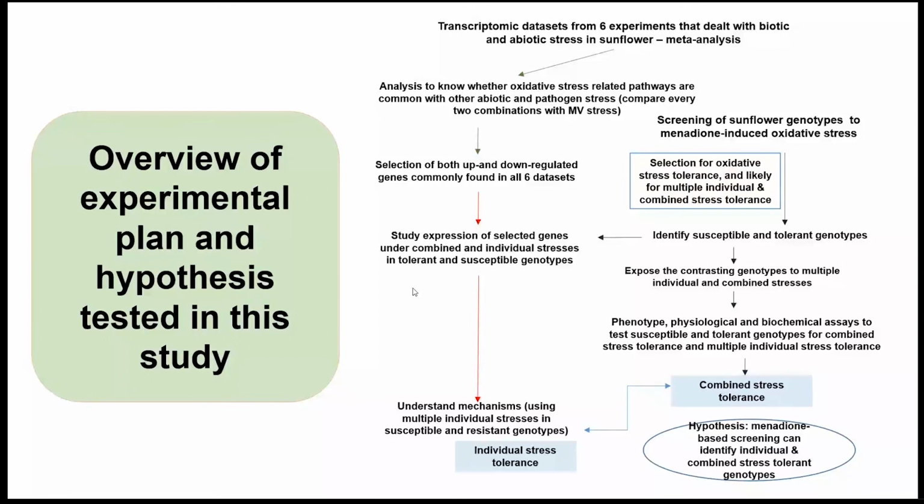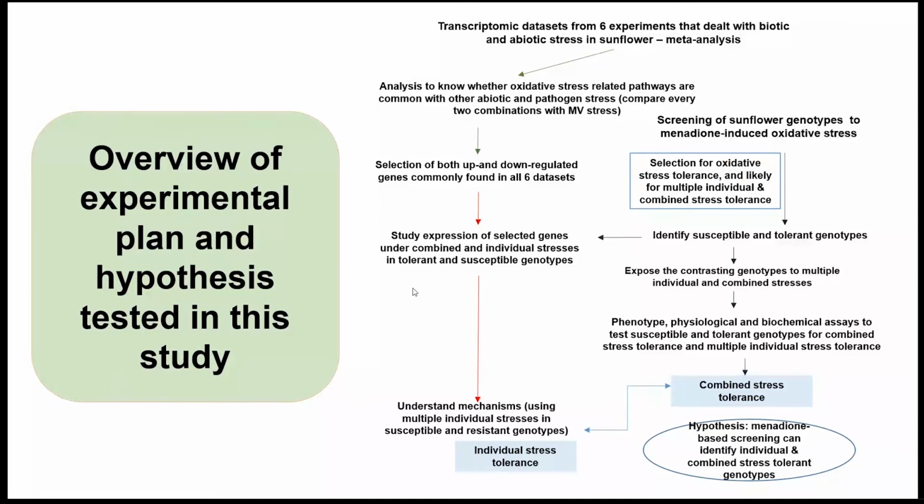Second component, we have screened the sunflower genotypes using the oxidative stress agent, and we also found that both molecular and morphophenomic data that we gathered is indicative that the oxidative stress can be used for reflecting the effects around the individual as well as the combined stresses. So that's the second part.